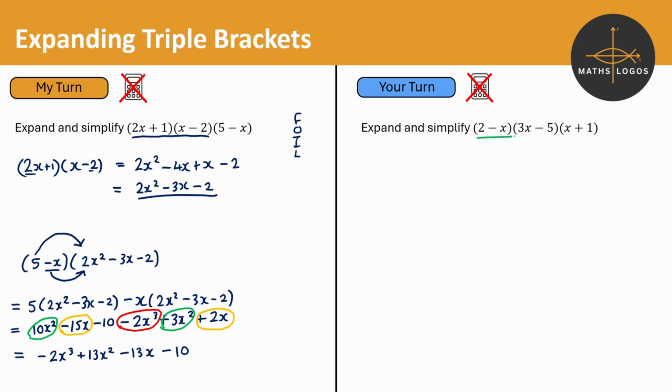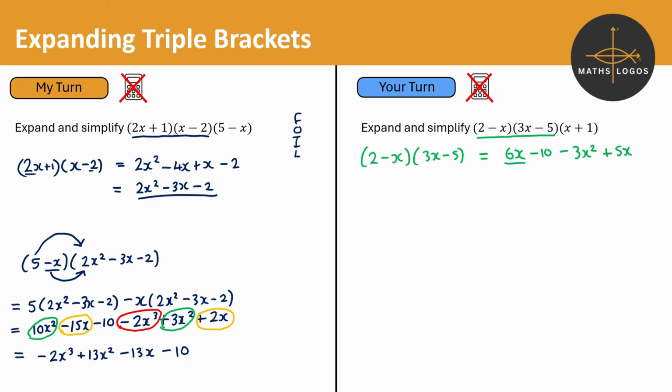Okay, so let's go ahead and multiply these two brackets together to start with. So 2 subtract x multiplied by 3x subtract 5. Again, we can use our mnemonic FOIL. So we'll take the first two terms, so 2 and 3x, and multiply them to give us 6x. We'll take our outer terms, so 2 and negative 5, to give us negative 10. Take our inner terms, so negative x and 3x, give us negative 3x squared. And then we'll take our last two terms, so negative x and negative 5, to give us positive 5x.